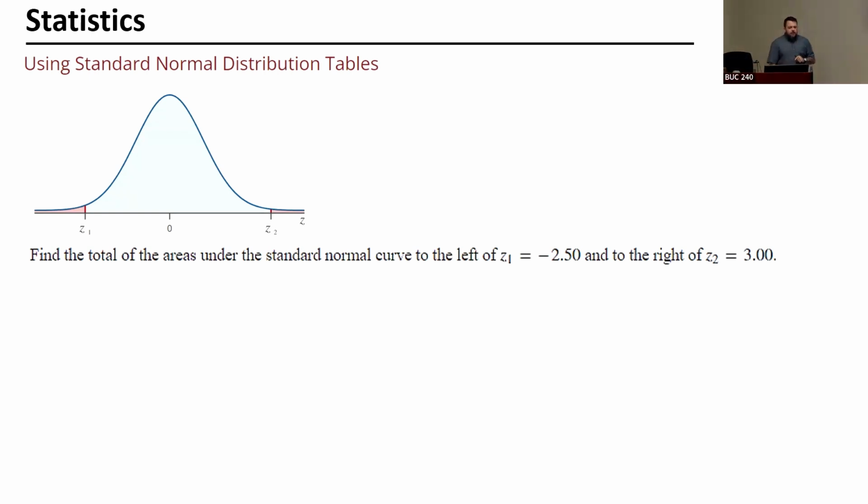First off, I want to show you how to do this with your table. Notice it says here, find the area under the curve left of -2.50, which would be right here, -2.50, and to the right of 3. Which one of those would your table give you right now? The negative one, because your table only gives you area to the left. Well, what about that area to the right? How am I gonna get it?